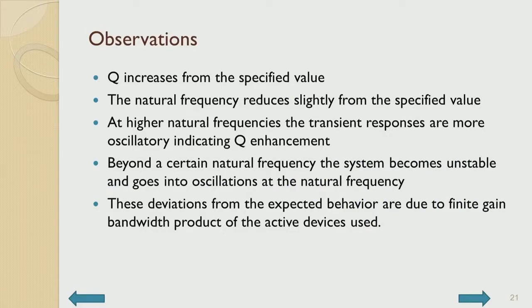These are the effects seen in the experiment that we have carried out. The natural frequency reduces slightly from the specified value. At higher natural frequencies, the transient responses are more oscillatory, indicating Q enhancement effect. Beyond a certain natural frequency, the system becomes unstable, goes into oscillation at the natural frequency. These are the observations that we have made by designing high Q circuits at higher frequencies using the same topology and op amp.